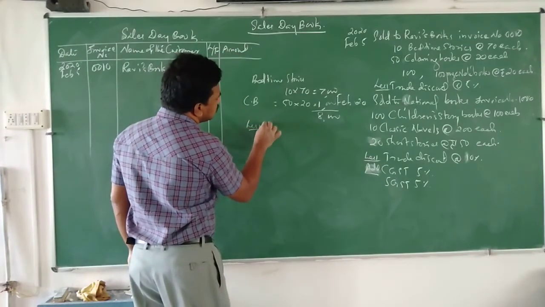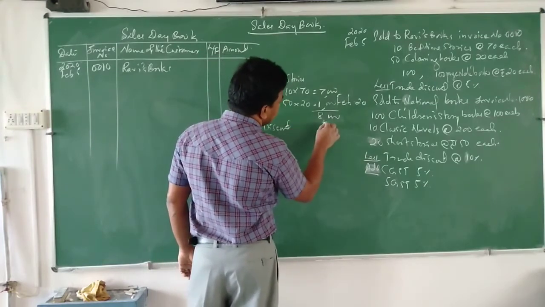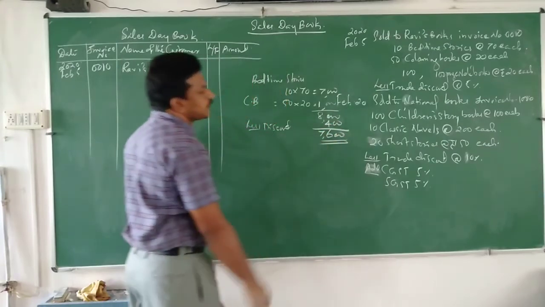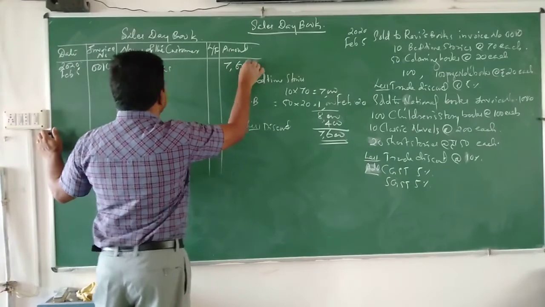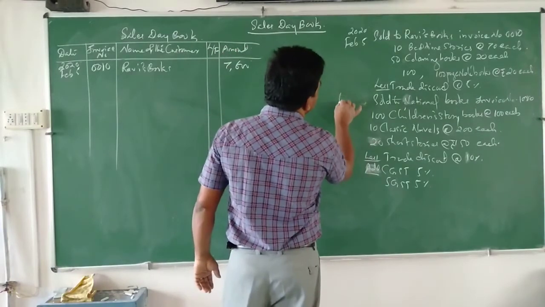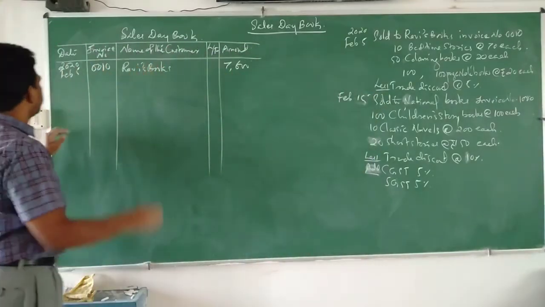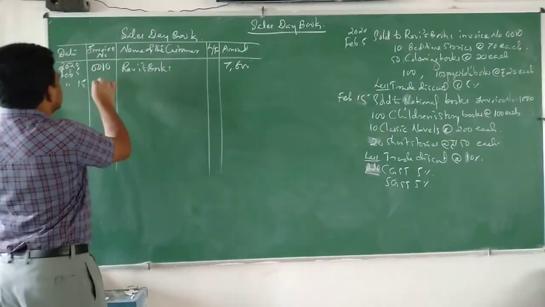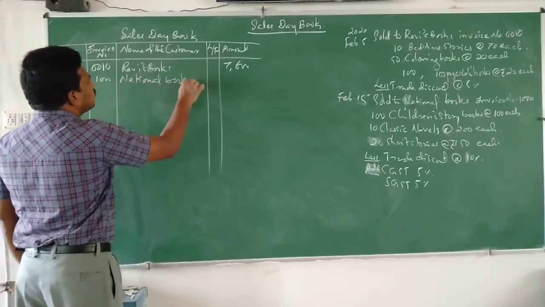Less discount 5%. So that means 400. So 7,600 rupees. So this is the total. Ravi's books 7,600. On this, date is not mentioned. February 15. So February 15, National Books, invoice number 1000.